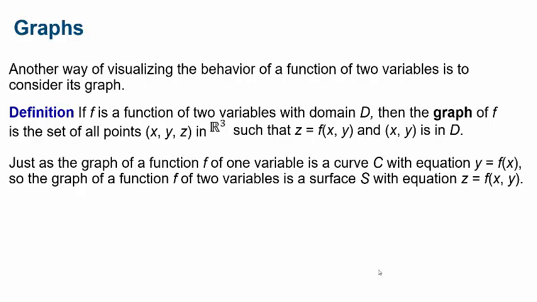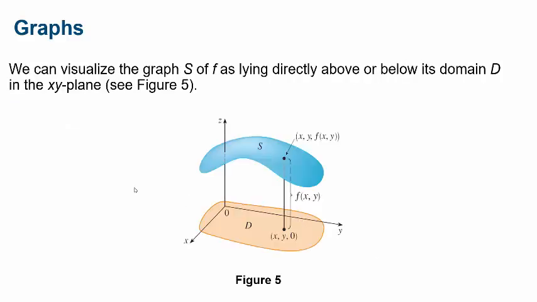Just as the graph of a function f in one variable is a curve C with equation y equals f of x, the graph of a function of two variables is what we call a surface S, with equation z equals f of x and y. It can look something like this.